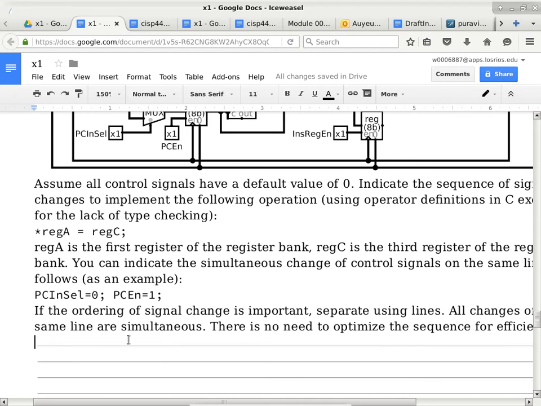All right, so what we need to do now is to specify how we get it done. The first thing you need to do is to make sure that register C, which is the 3rd register of the register bank, is the output, and it has to specify to the data bus, not the address bus. Register A is the first register, so that's index 0.